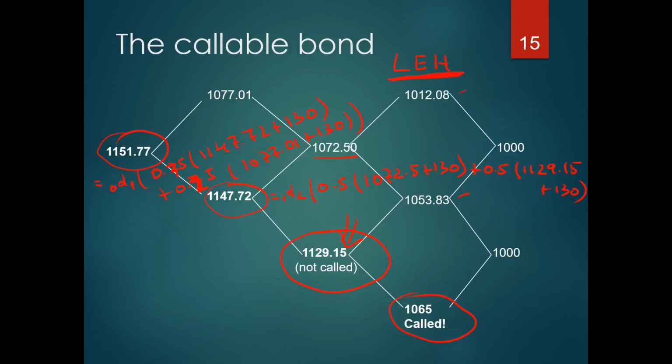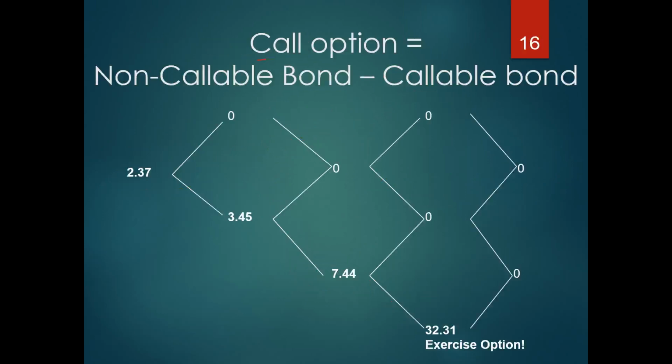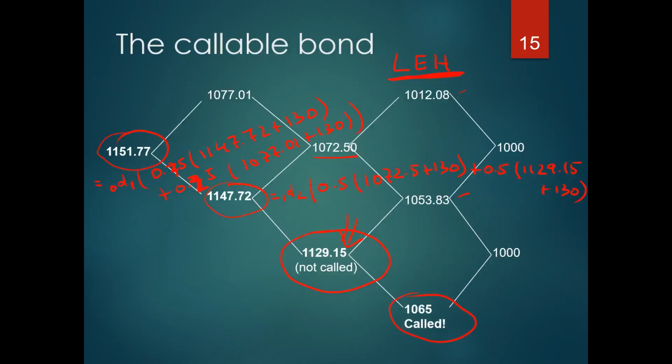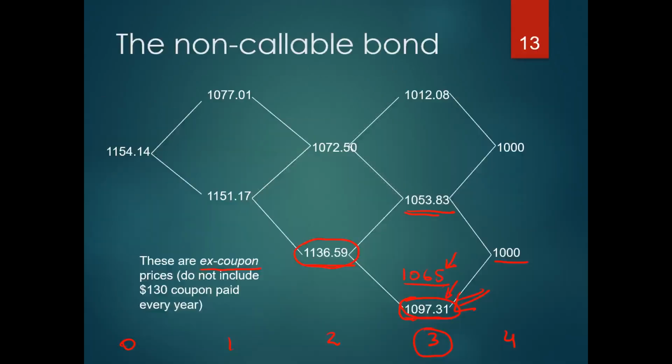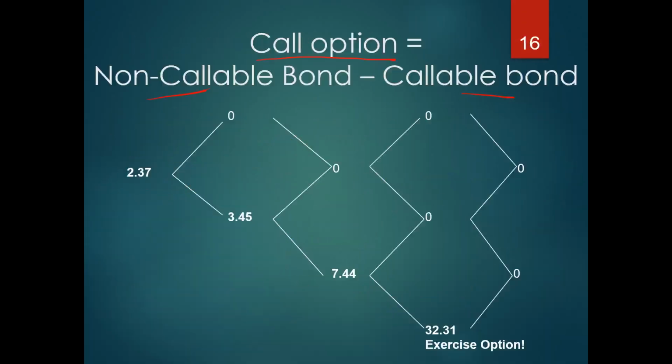Now, we still have one question to answer, which is, what is the call option price? So for the call option price, in principle, you would say, oh, I have to go and compute now all my calls and so on. The trick is, since we know that the callable bond is the non-callable minus the call, we can write that the call option is the non-callable minus the callable. So we basically subtract these two trees, the callable from the non-callable, and then we're going to find this tree. So that means that the embedded option that you have in the callable bond is worth 2.37. And here is where you exercise that option.